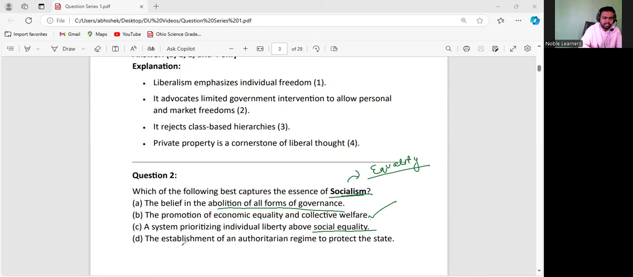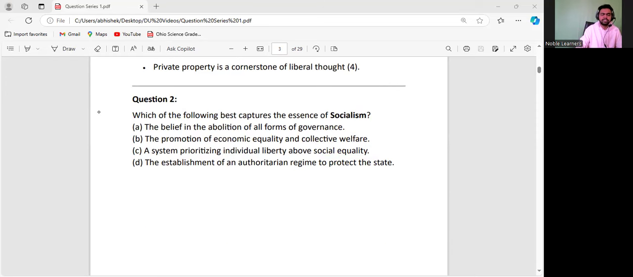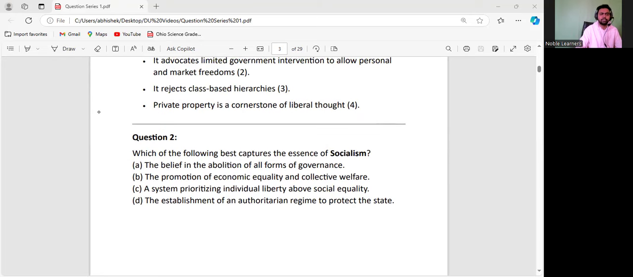Option D, the establishment of an authoritarian regime. No, it's not part of socialism. Socialism never talks about establishing an authoritarian regime. You may have the delusion that some states call themselves socialist and are authoritarian in nature. That might be the confusion. But theoretically, socialism never said that we are going to have an authoritarian government.